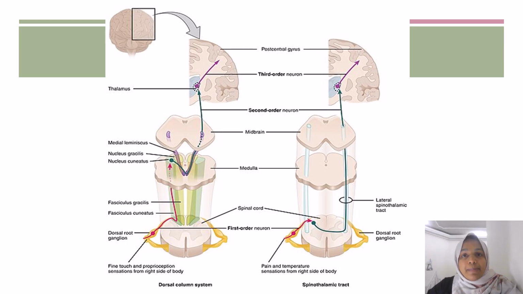So mainly we have three pathways. One is the descending tract, which is our motor tract, which we'll discuss after we discuss the sensory pathways, which are mainly two: the dorsal column tract and the lateral spinothalamic tract.